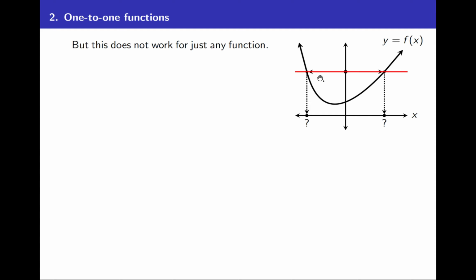And as you can see, the problem is, when you get right down to it, that you can find a horizontal line, shown here in red, that crosses the graph in two or more places. Because as long as you have that possibility, you're not going to know whether f inverse is going to send some value here to which number.